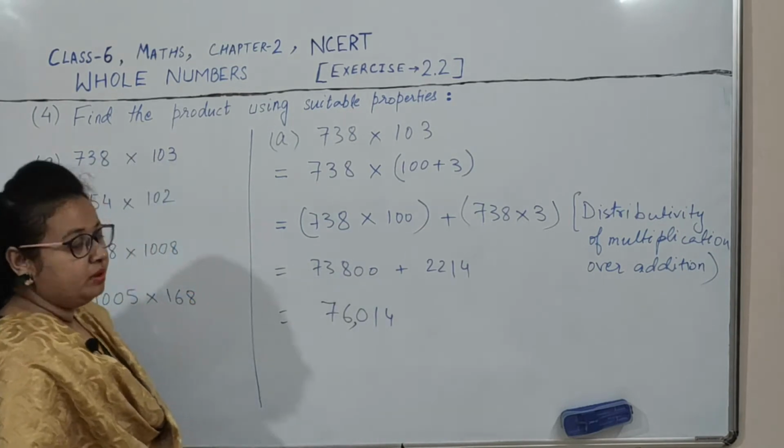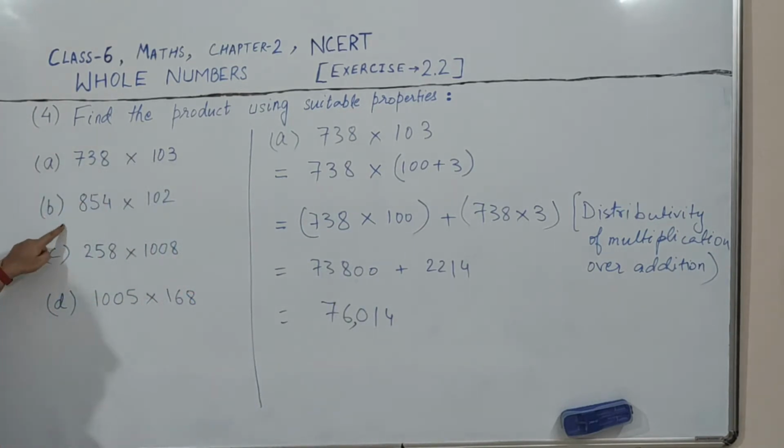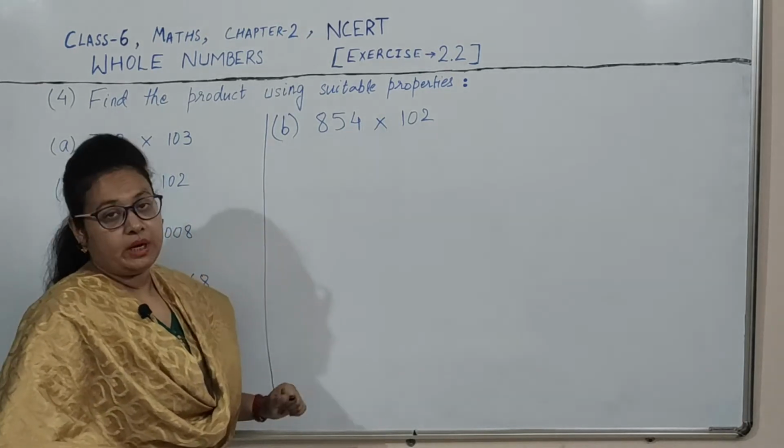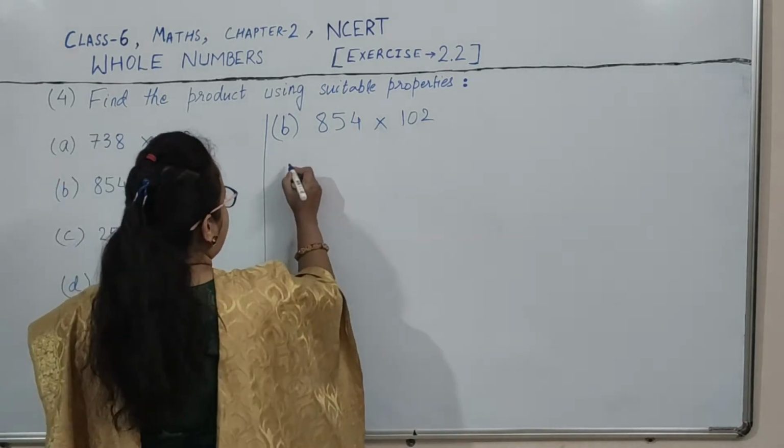Now let us come to the next question, which is B. See, in this question we have to find the product of these two numbers. So let us see how we do it.